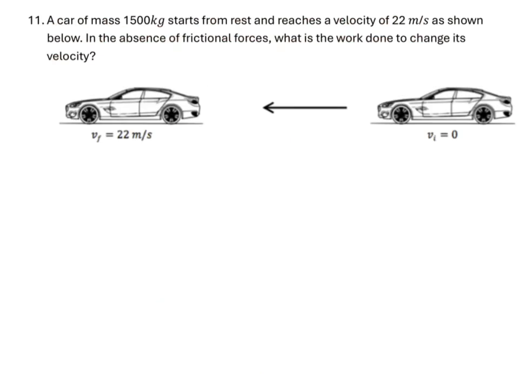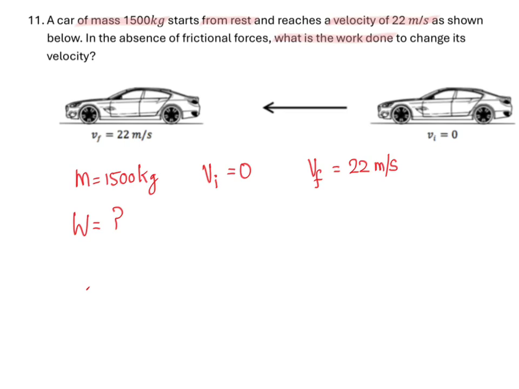Next problem. A car of mass 1500 kg starts from rest. So the mass is 1500 kg. It starts from rest. That means Vi is equal to 0. It reaches a velocity of 22 meter per second. So that's our final velocity, Vf. In absence of frictional forces, what is the work done to change its velocity? So we want to find what's the work done.